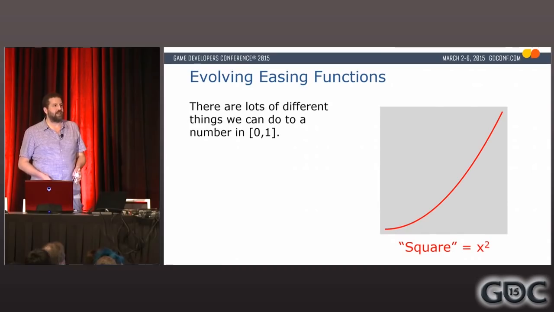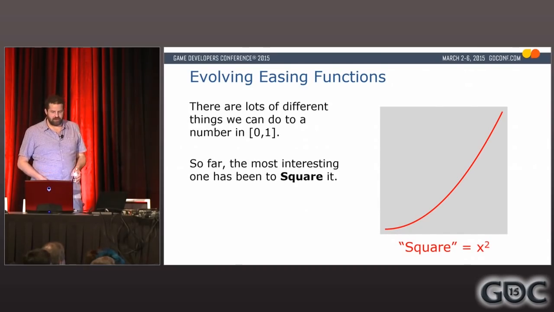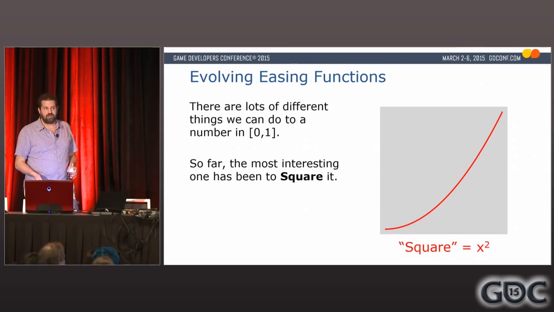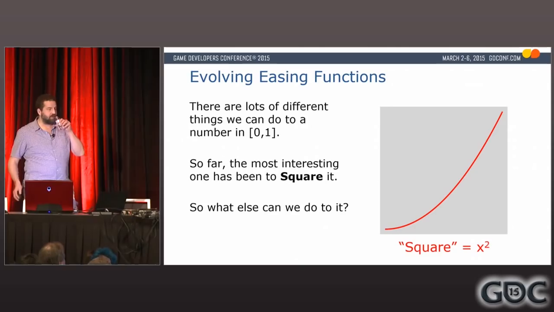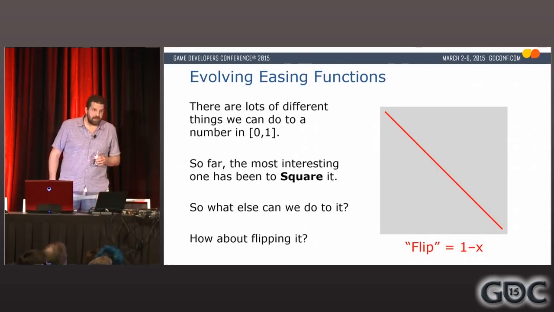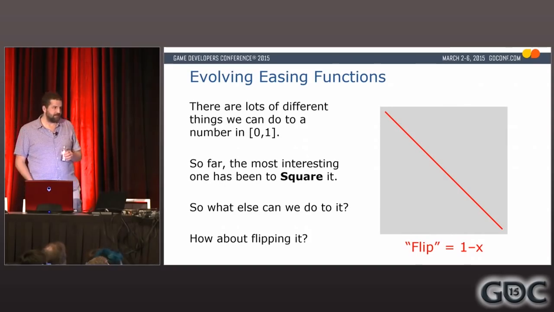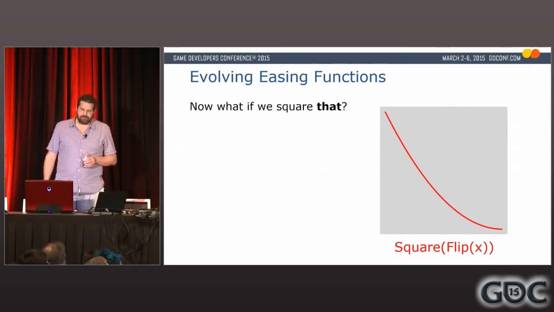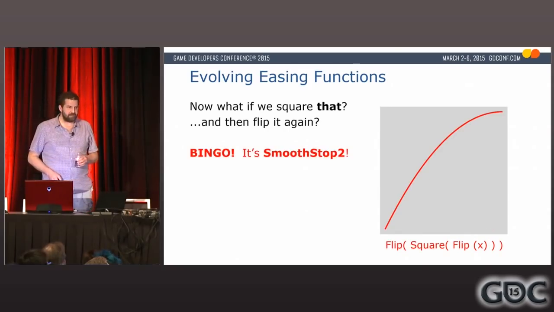There's a lot of stuff we can do to it, right? We already said squaring is one of those things. And squaring is cool because 0 squared is 0 and 1 squared is 1, so it keeps it in the range, right? What else could we do? We could flip it, 1 minus x. What if we flip it and then square that and then flip it back? That's smooth stop.